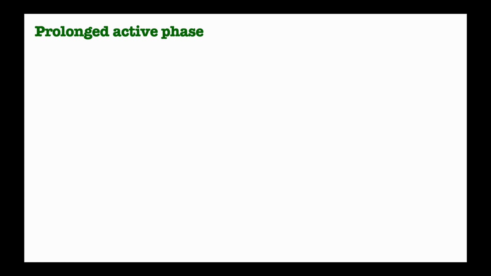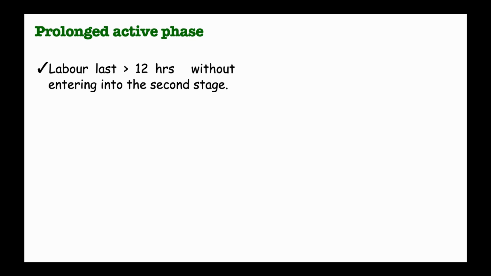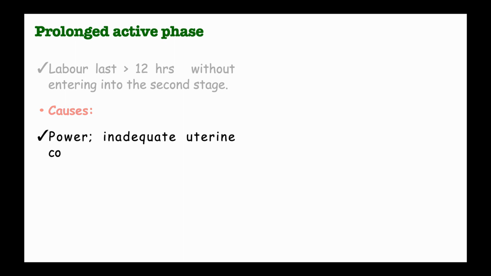Now, with prolonged active phase, what we said is that labor is lasting for more than 12 hours without entering into the second stage of labor. And the causes of prolonged active phase include the power, the passenger, as well as the passage that we talked about. And so with the power, we may find inadequate uterine contractions, just as I explained before. The uterine contractions may be weak, or they may be strong but very infrequent, and this cannot cause dilatation of the cervix.